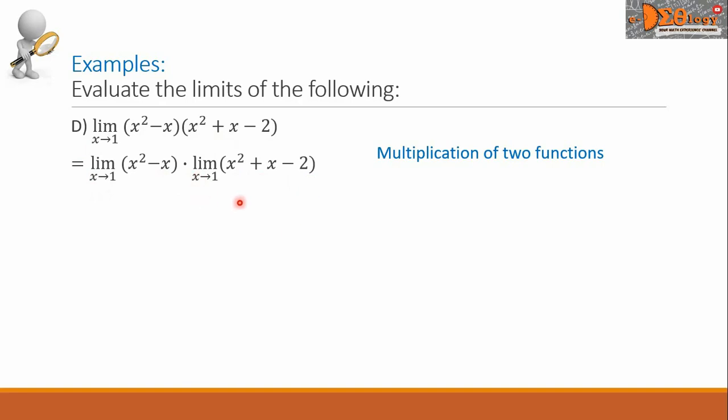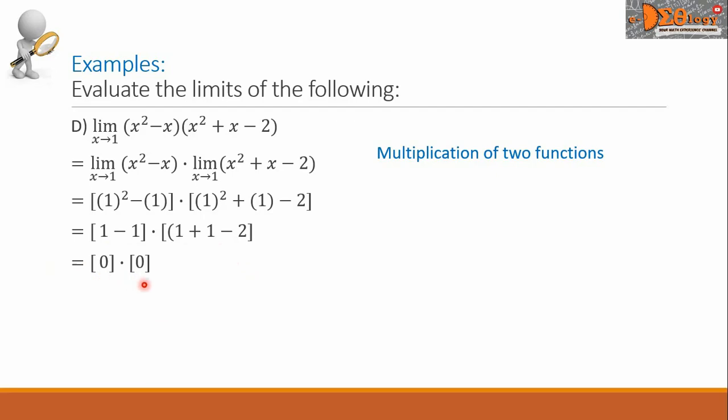Let us now evaluate the limit. Let us substitute the value 1 to all the x respectively. So we have now 1 squared minus 1 times the quantity 1 squared plus 1 minus 2. The 1 squared is simply 1. Also in here, so we have 1 minus 1 times 1 plus 1 minus 2. Simplifying each group, we have 0 times 0, and the final answer is simply 0.